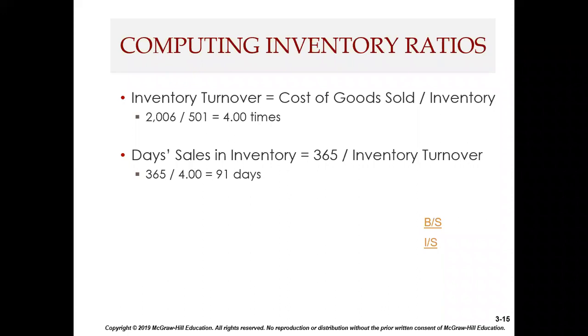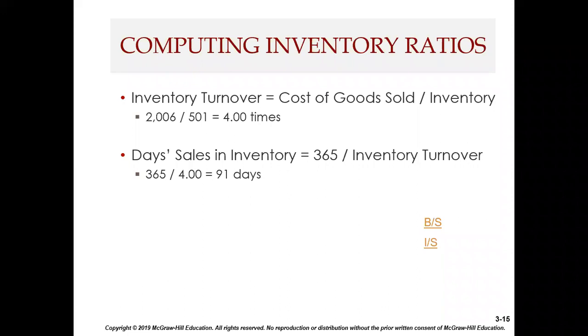So 4.0 times is telling the company you've replaced inventory on average 4 times during the year. So you can look at it from you sold out of inventory 4 times during the year on average, or you had to buy inventory 4 times on average. Okay, so that's what it's telling us.